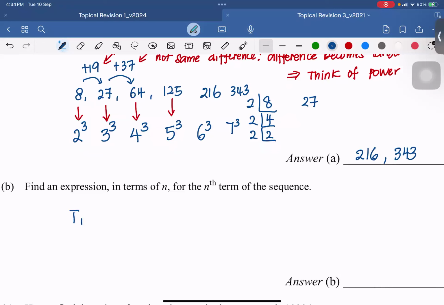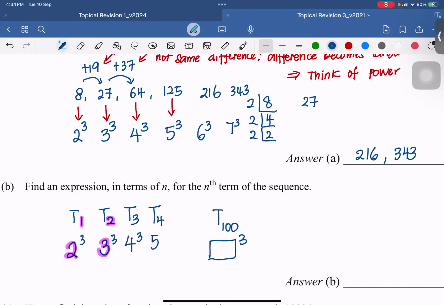Let's look at term number 1. Term 1, this is 2 to the power of 3. Term 2, this is 3 to the power of 3. Can you tell me term 100? It will be what number to the power of 3? I gave you a clue already. Term 1, 2 to the power of 3. Term 2, 3 to the power of 3. Term 3, 4 to the power of 3. Term 4, 5 to the power of 3. If I have term 100, it will be what number to the power of 3?